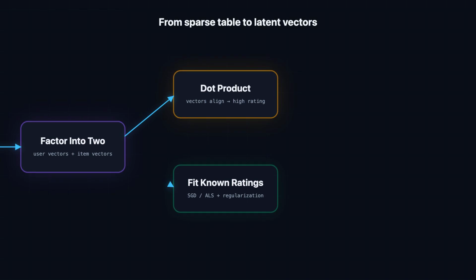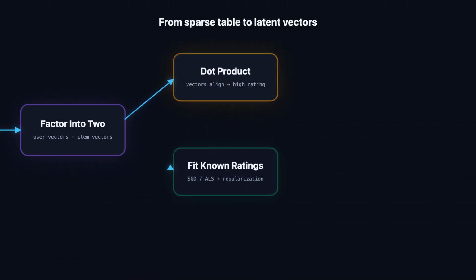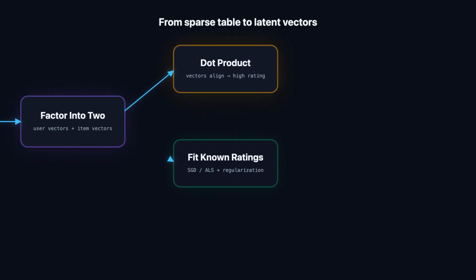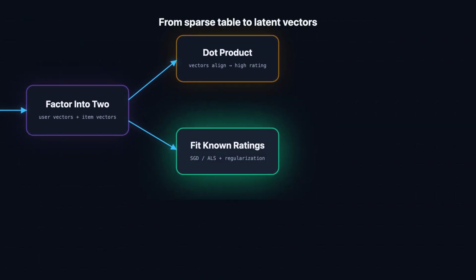When your taste factors line up with the movie's factors, the score is high. When they point in different directions, it's low. One multiplication, one prediction. And where do these vectors come from?